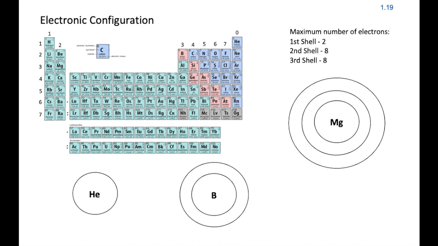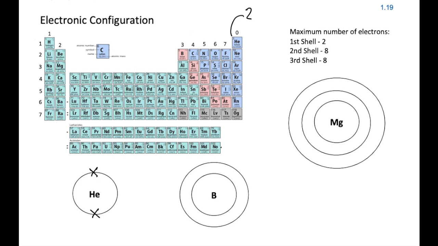So what I'm going to do is run through 3 examples of electronic configuration diagrams using 3 different elements. Helium is our first example, and we can find the number of electrons in a helium atom by looking at the atomic number, which is 2. Now we can fit 2 electrons into the first shell, so in the case of helium, only the first shell is needed to fit all the electrons, and we're going to represent the electrons using crosses.